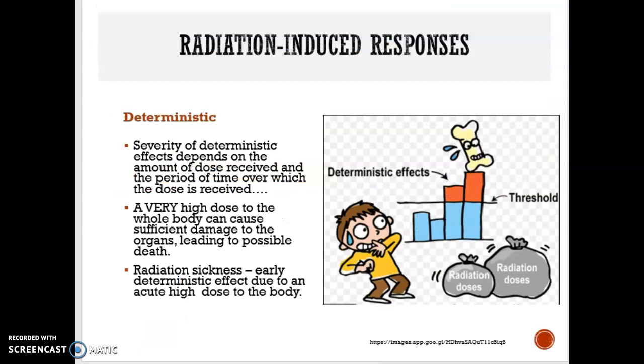So the severity of the radiation effect or the deterministic effect depends on the amount of radiation dose received and the period of time over which the dose is received. A very high dose to the whole body can cause sufficient damage to the organs and lead to possible death. And radiation sickness is an early deterministic effect due to an acute high dose of radiation to the body. Early effects, like mentioned before, are erythema or sterility, which occurs at 150 plus millisievert, around about there, or cataract inflammation, which results at the 3,500 millisievert range. As you can see, these doses are quite high.